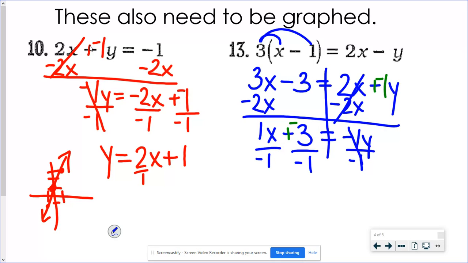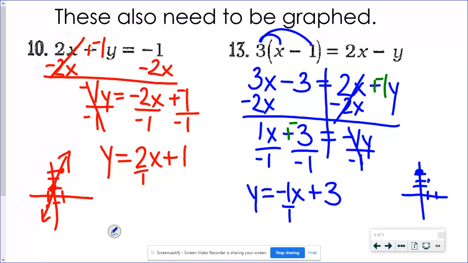So I'm going to have my y equals 1 divided by negative 1 is negative 1x. Negative 3 divided by negative 1 is going to be a positive 3. So when you graph this one, you'd be starting at 3, and your slope is a negative 1 or negative 1 over 1. So down 1 and over 1, and down 1 and over 1, and down 1 and over 1. So here is about what your graph should look like.